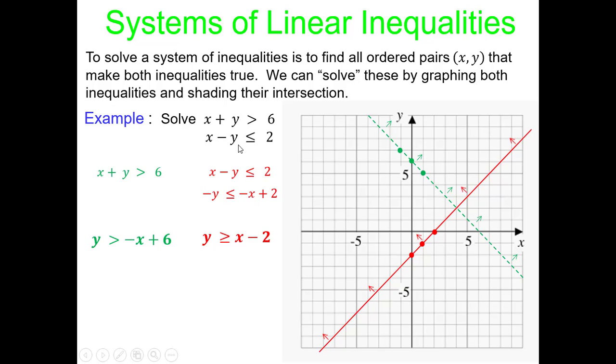Now these are the only two inequalities in this problem that we're going to graph, so we're now ready to shade. So we're going to shade where both of the arrows are intersecting, and so we can see that it's above this green line and above this red line, which is why the intersection is up in this region here. And any point that lies in this region is considered a solution to this system of inequalities.